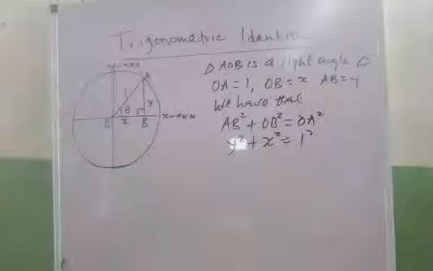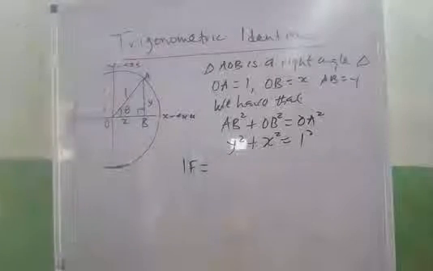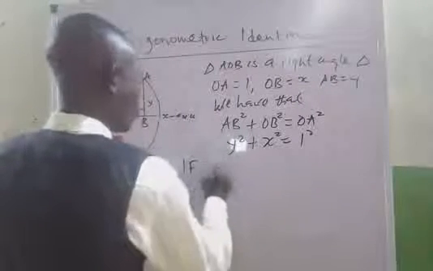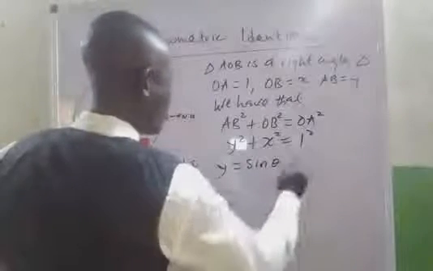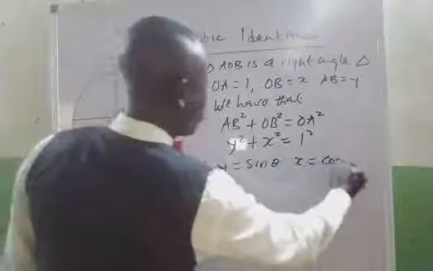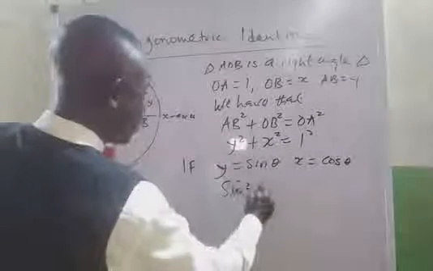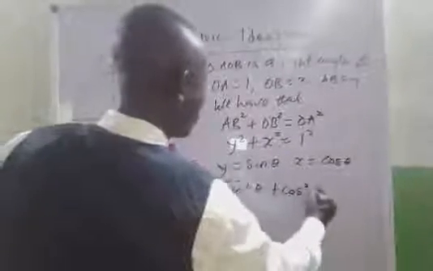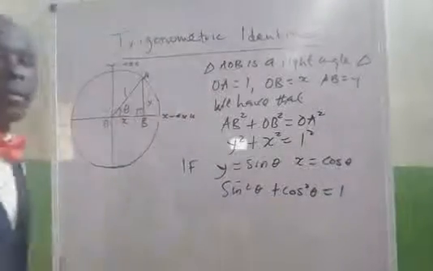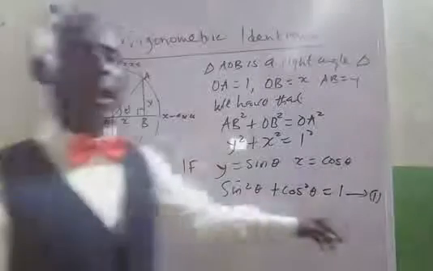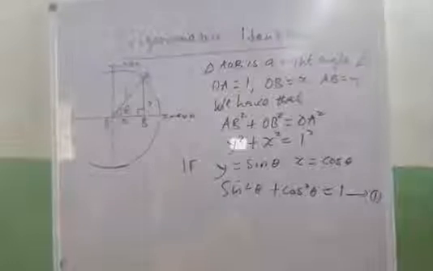Now, if we take y to be equal to sine theta and x is equal to cos theta, that implies that sine squared theta plus cos squared theta is equal to 1. So this is our first trigonometry identity. Sine squared theta plus cos squared theta is equal to 1. That is our first equation.